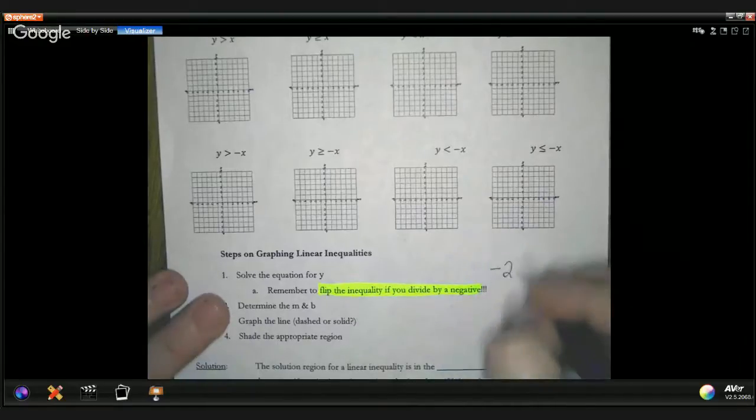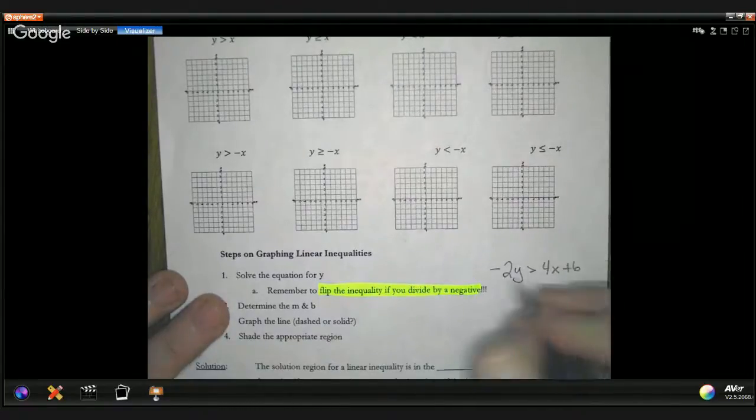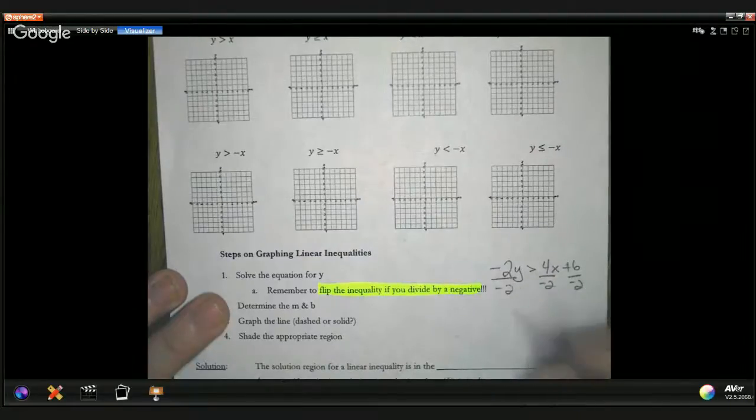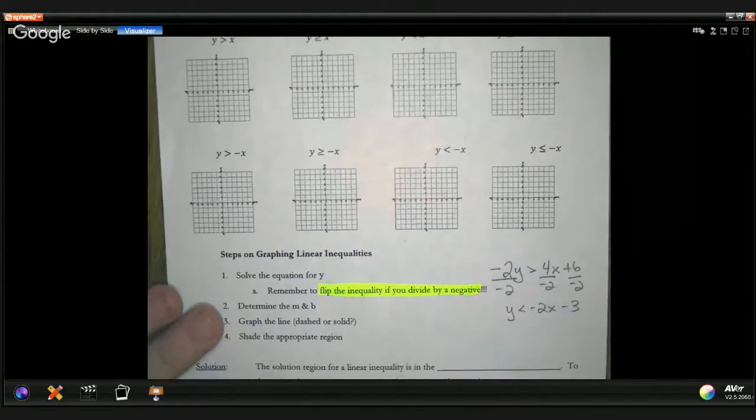So if I had a problem like this, to get rid of that negative 2y, I have to divide everything by negative 2. And because I just divided, I have to flip it, which now means I'm going to shade below. So you need to be careful on those.